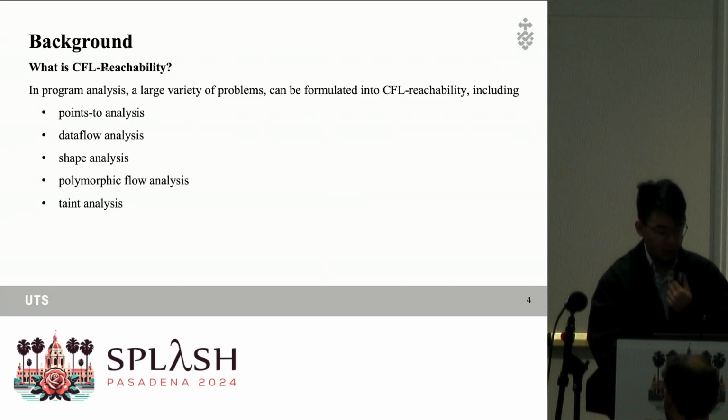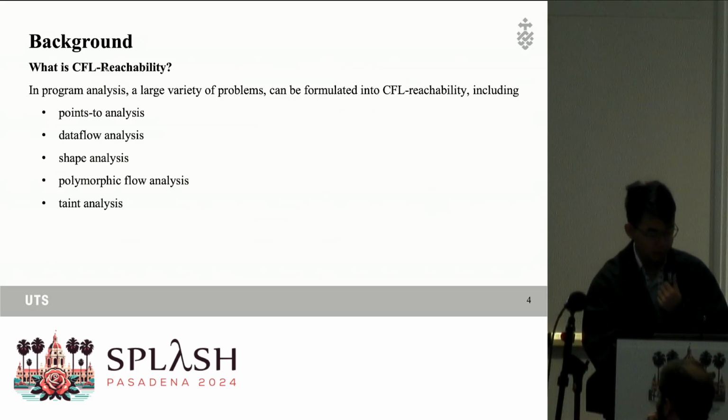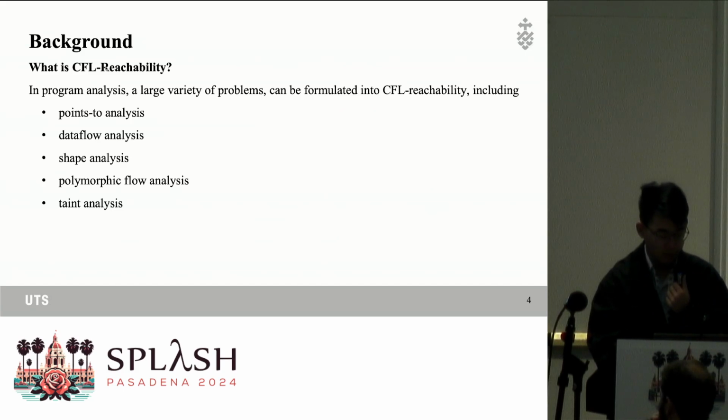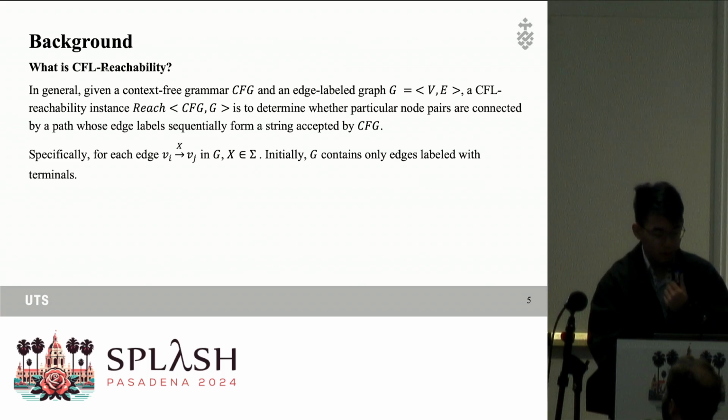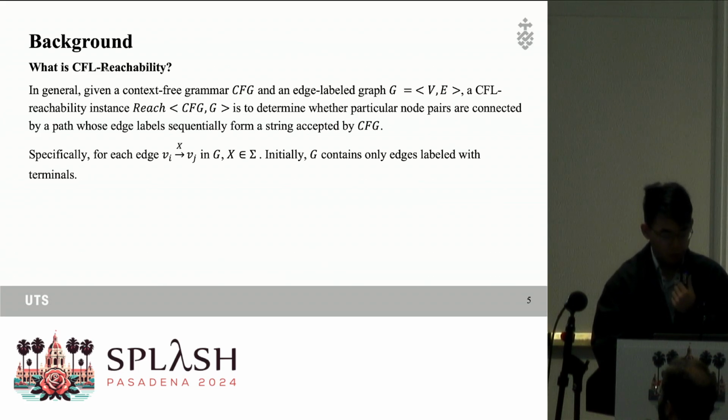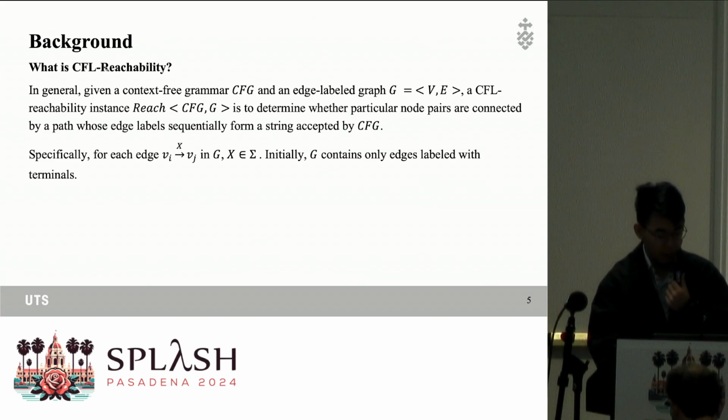In program analysis, a large variety of problems can be formulated as CFL reachability, including points-to analysis, data flow analysis, shape analysis, polymorphic flow analysis, and taint analysis. In general, given a context-free grammar and an edge-labeled graph, CFL reachability is to determine whether particular node pairs are connected by a path whose edge labels sequentially form strings accepted by the CFG. Specifically, for all edges vi, X, vj in G, initially G contains only edges labeled with terminals.